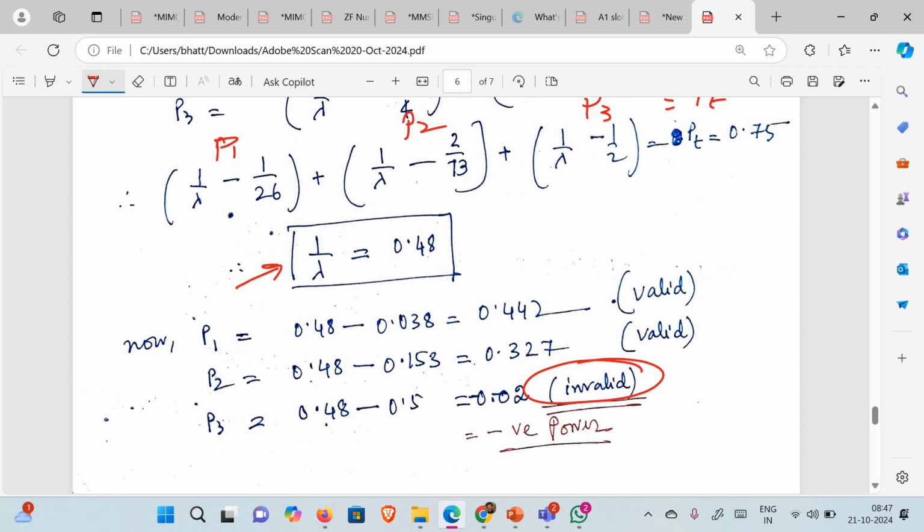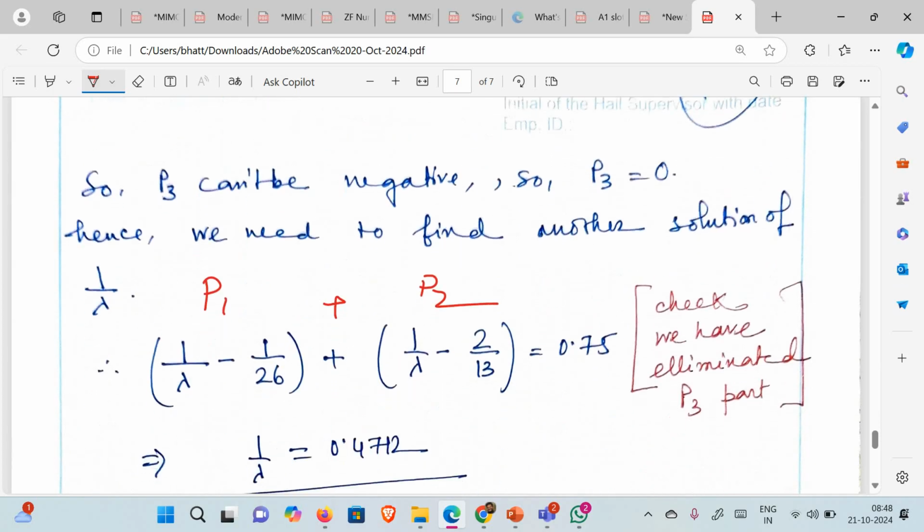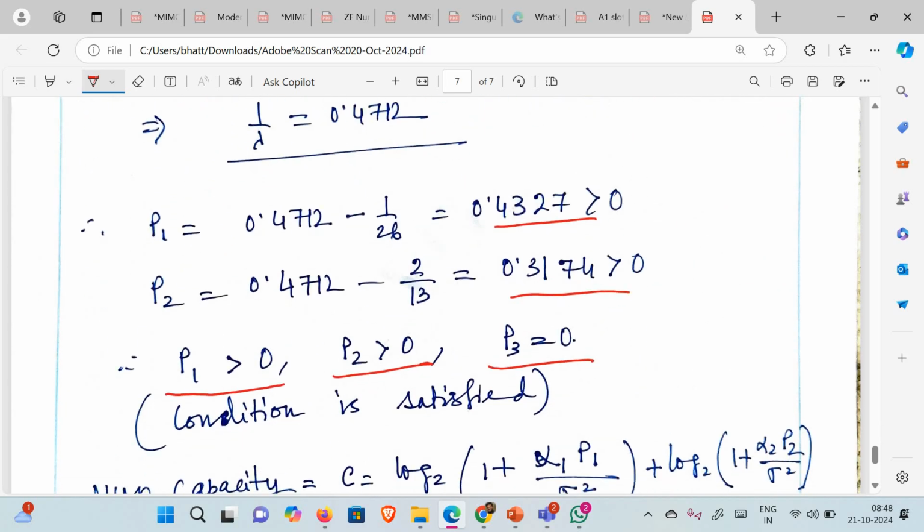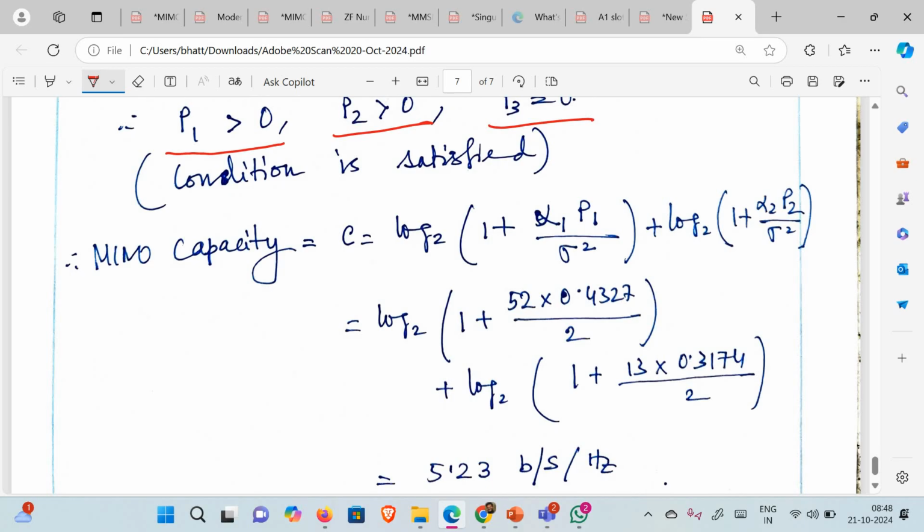It won't come beyond 3, to be honest. So if any one of these comes negative, exclude that and set it equal to 0. Take the same equation with the approximation of the other remaining powers and find a new condition for 1 by delta, and then substitute and get the condition satisfied and finally calculate the MIMO capacity. That's all you have to do. Am I clear with this? Simple, right? This is an application of SVD and the necessary calculation.